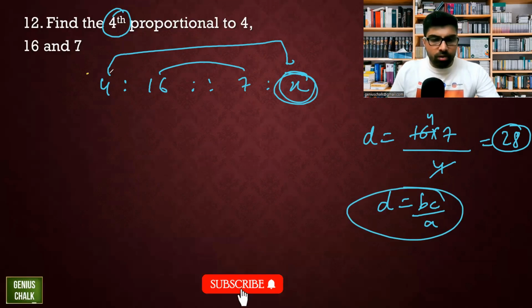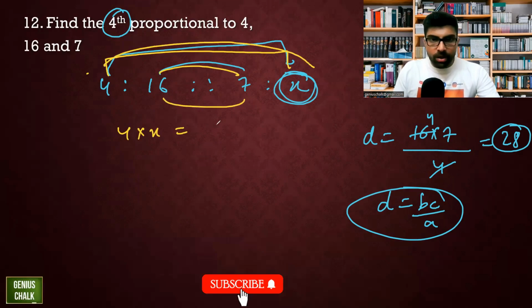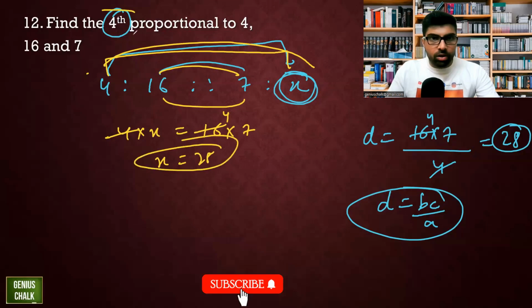We can just see 4 into X. So 4 into X will be product of extremes equal to product of means, that is 16 into 7. So 4 4s are 16. Again, X is coming as 28, which is called fourth proportional to all these three, right? So this is my answer, 28.